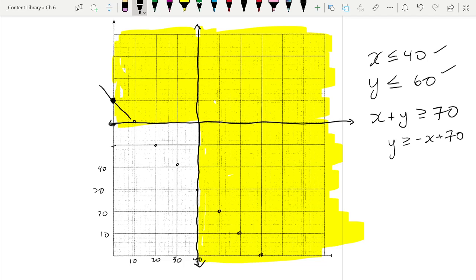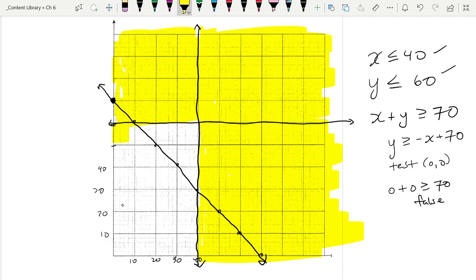And this time, I better run a test for this one. I'll test 0, 0. And what I'll see is 0 plus 0 is greater than or equal to 70 is false. So I'm shading the opposite. So I'm shading where it's false, right? So in other words, 0 is not part of the solution. So I'm going to shade 0. So that means the answer, we just did one like this kind of as our warm-up today. The answer is this little triangle zone.